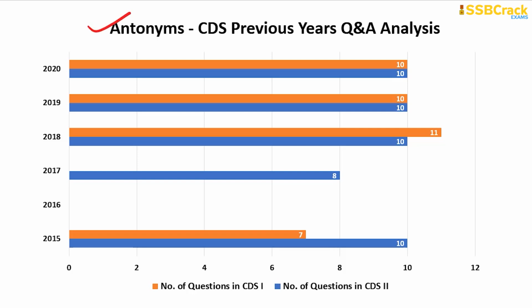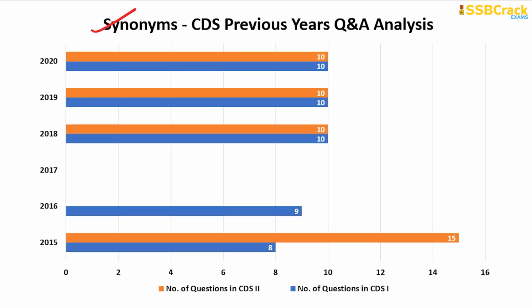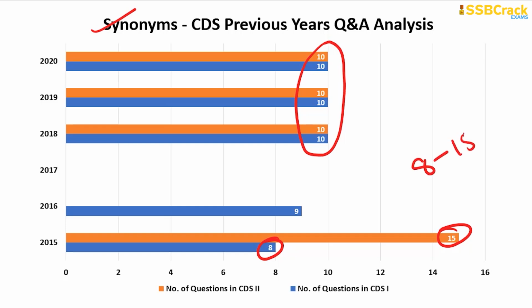and as you can see, the least number of questions were 7 and the largest number of questions were 11, while on average 10 questions have come from antonyms. So on average you can expect around 7 to 10 questions. From synonyms also, around 10 questions came approximately, but the least number of questions were 8 and the largest number were 15. So again we can expect the total number of questions from synonyms around 8 to 15.